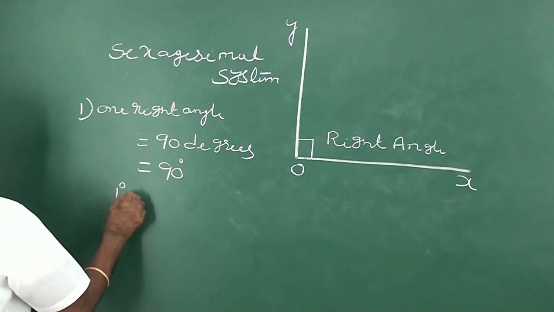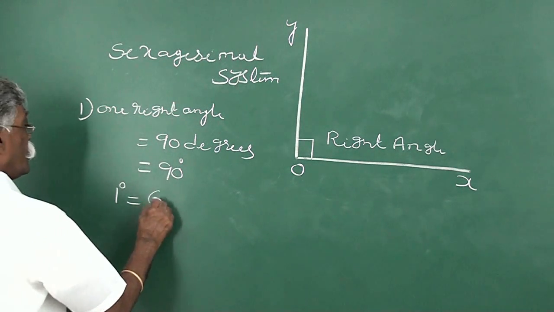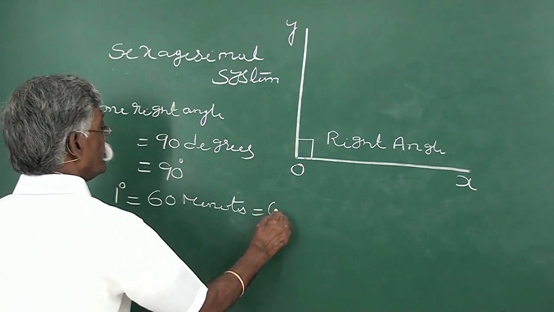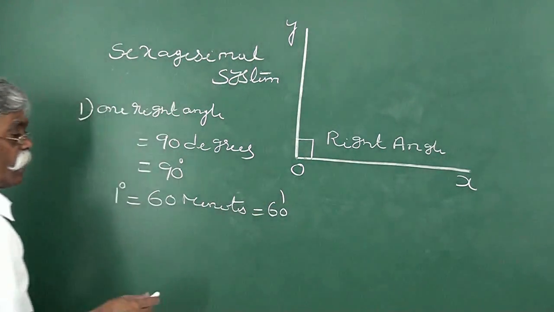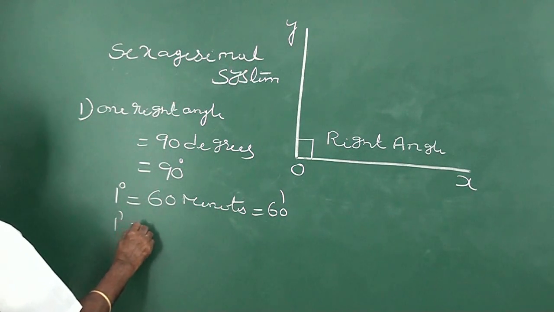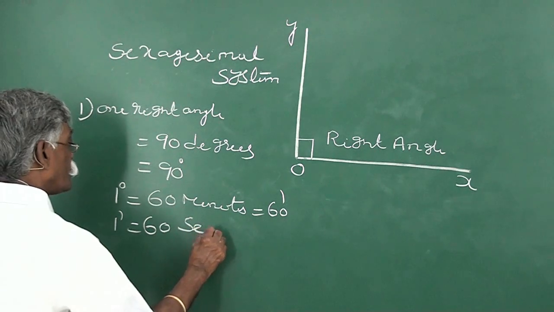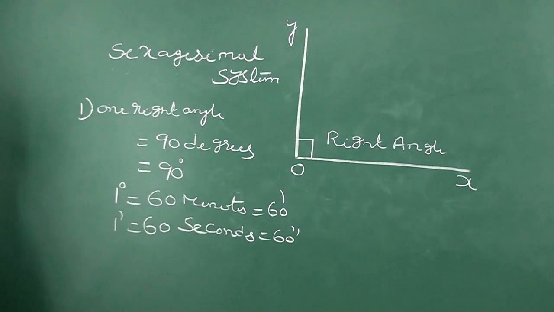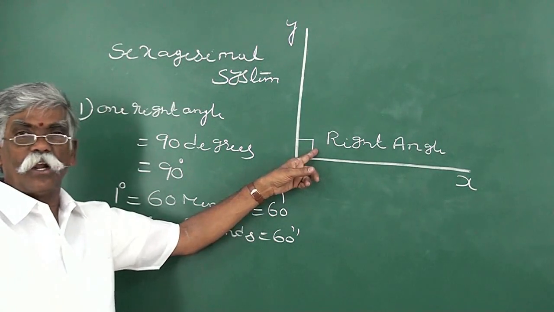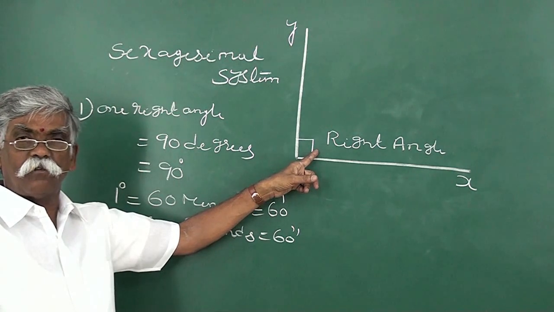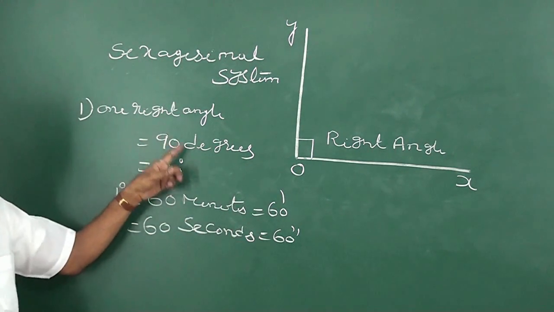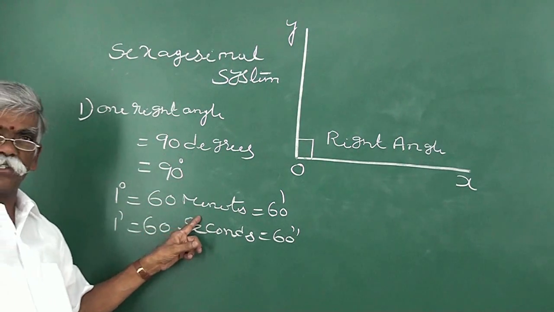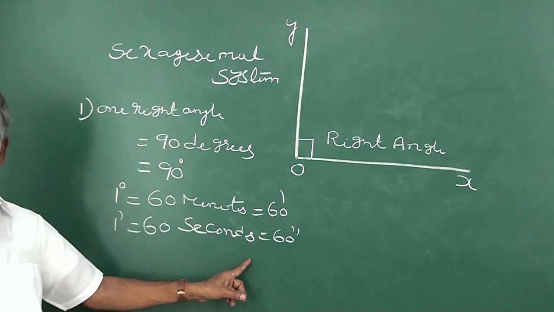And 1 degree is equal to 60 minutes. This is symbolically written like this. And 1 minute is equal to 60 seconds. And this is written like this. So in sexagesimal system, one right angle is further divided into 90 equal parts called degrees. So one right angle is equal to 90 degrees. 1 degree is equal to 60 minutes and 1 minute is equal to 60 seconds.